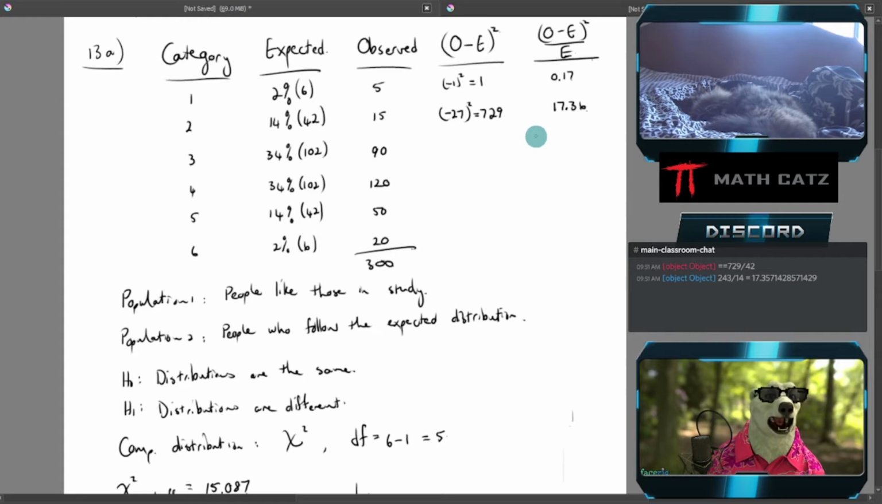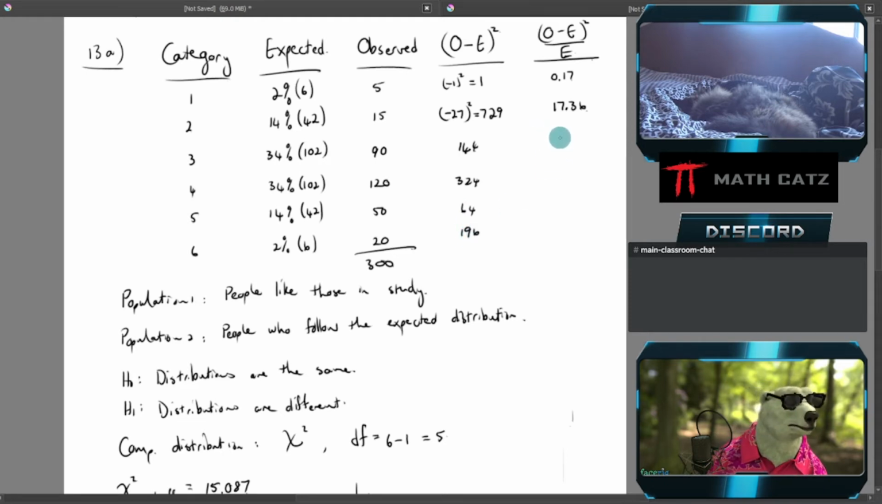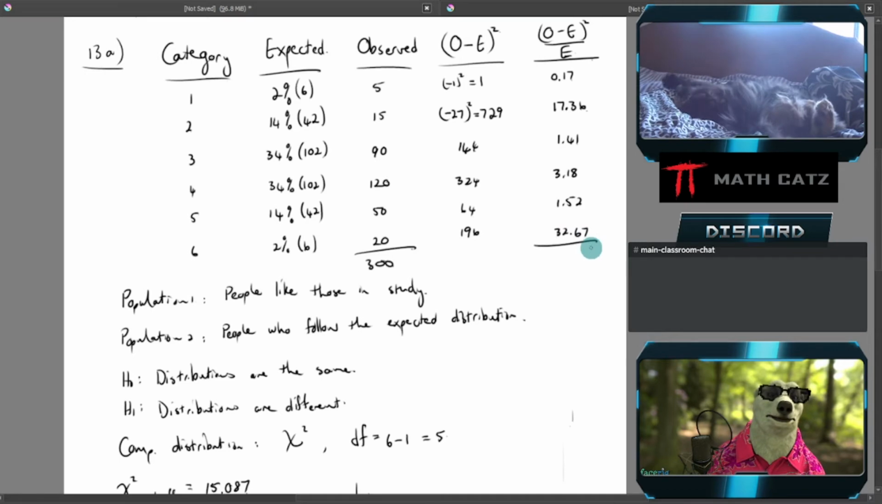All right, we are back. Hopefully you filled in all of these. I'm going to quickly write them in. We get a 144, 324, 64, and a 196. And then for the column that actually matters, 1.41, 3.18, 1.52, 32.67.